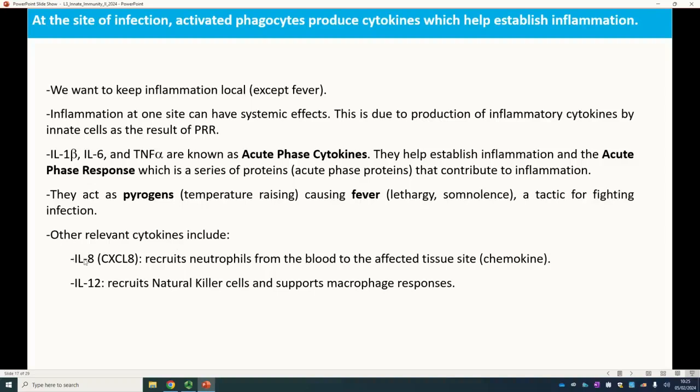Also, just to point out that you'll see here, it's also called IL-8. So that's another confusing thing about the immune system, is that we quite often have alternative names. That's just the way it is. But just stick with one of the nomenclatures, and that'll be fine. And then we have IL-12, which is important in recruiting natural killer cells as well as maintaining that macrophage response.